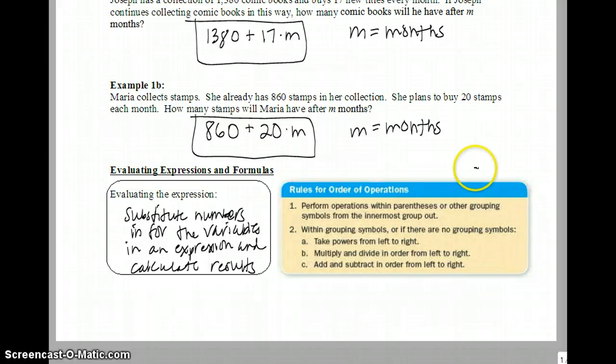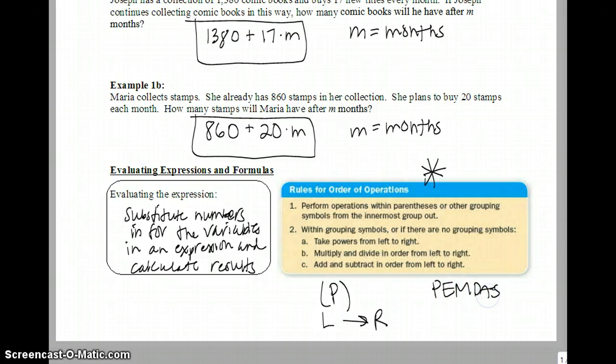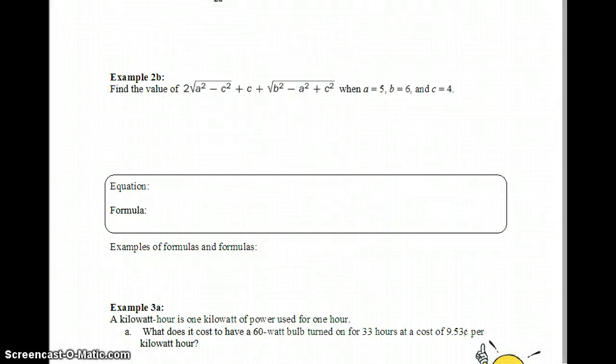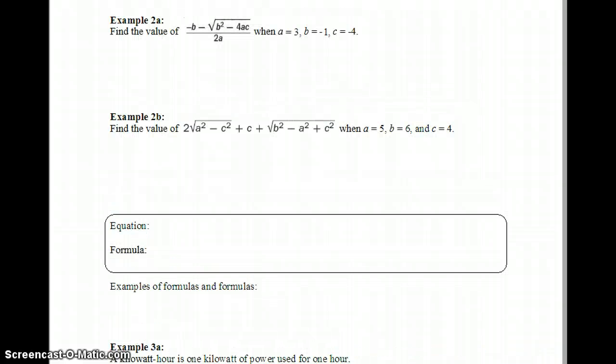Remember, we have to follow the rules for the order of operations. This is very important. We do parentheses or other grouping symbols from the innermost group out. And within grouping symbols, if there are no grouping symbols, we go from left to right. We multiply and divide from left to right, add and subtract from left to right, and take powers from left to right. So we have to remember our order of operations. Let's work through a few examples for this.